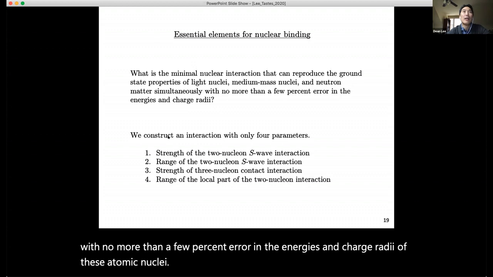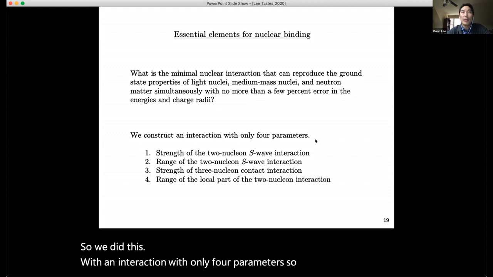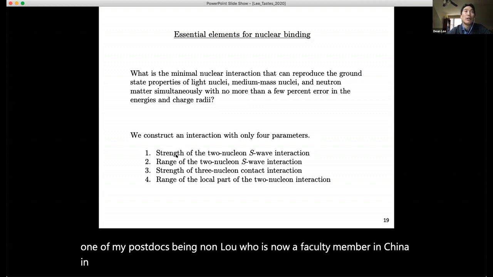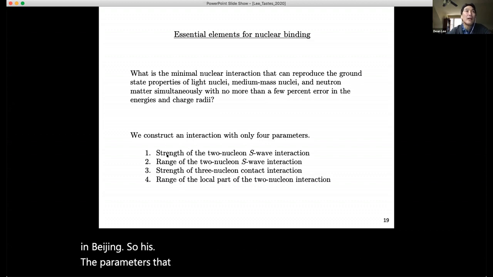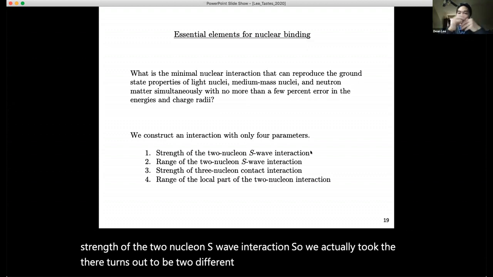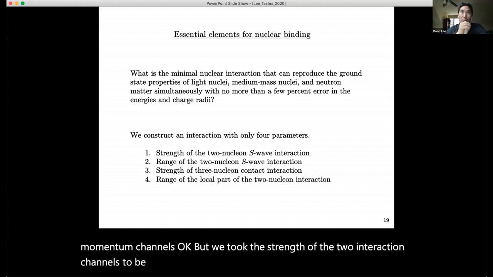So we did this with an interaction with only 4 parameters. This was a work led by one of my postdocs, Bingnan Liu, who's now a faculty member in Beijing. The parameters that we ended up using here were the following. The strength of the 2-nucleon S-wave interaction. There turn out to be 2 different S-wave interactions, L equals 0, 0 angular momentum channels, but we took the strength of the 2 interaction channels to be the same in this very simple analysis.